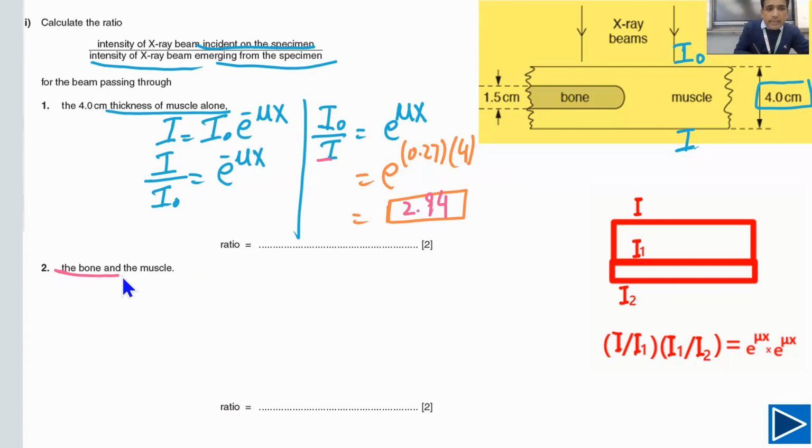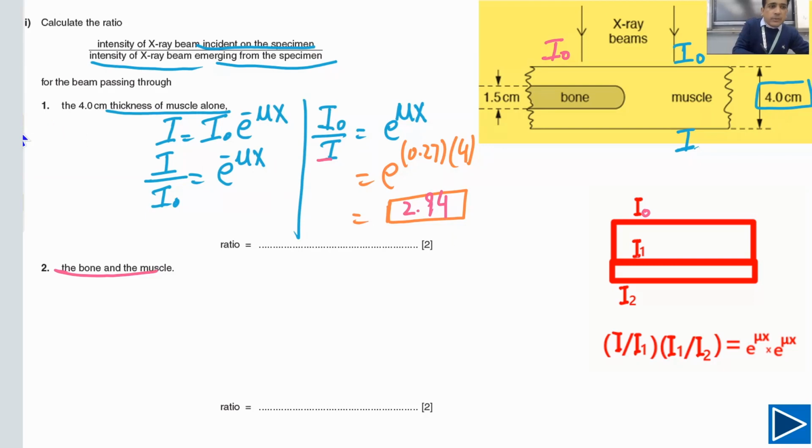Now the second part. Now you need to consider muscle and bone. Say the intensity I naught is coming from here, it passes through the muscle, then through the bone, then again through the muscle, and the question is asking you to find the ratio. So in this case I have drawn it here. This one is the incident intensity, I can simply say this is I naught. After passing through, this one is the muscle.